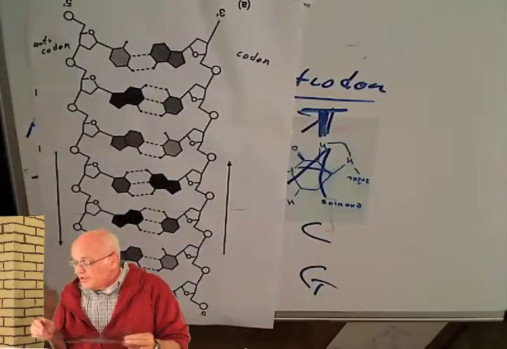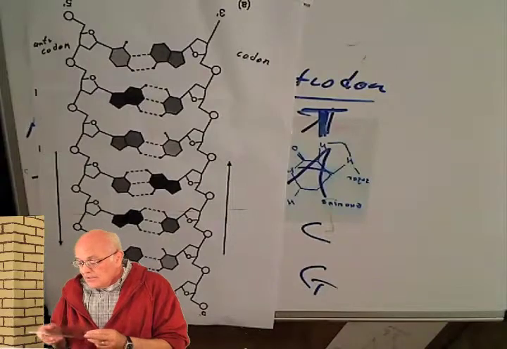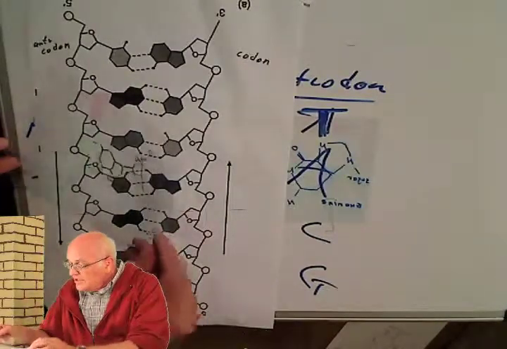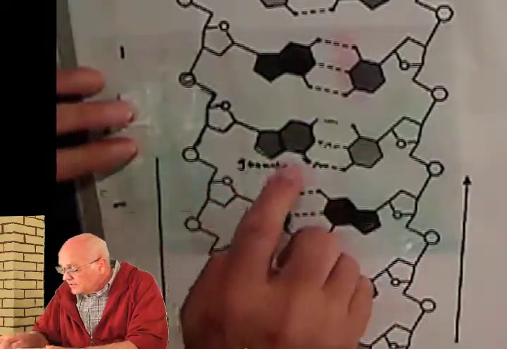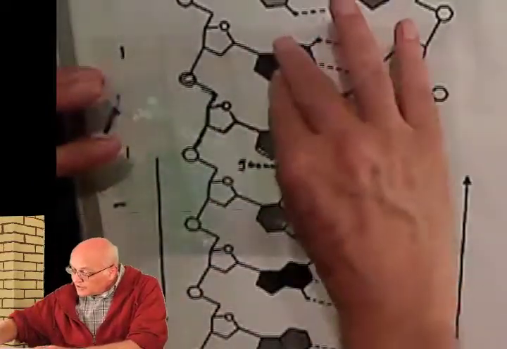Let's go back to this thing. Okay, we have guanine. Let's look at guanine as the anti-codon. So guanine is the anti-codon. Notice how it fits. Okay, we want to turn this over.